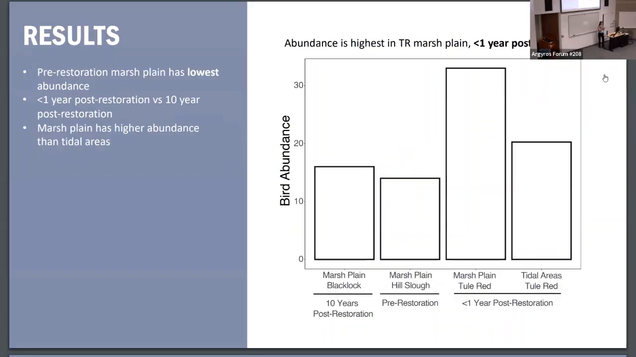And then for my last graph, this shows bird abundance in relationship to pre versus post restoration sites within the space. And abundance is actually highest in the tule red marsh plain, about less than a year post restoration. A couple of the different things that I noticed on this graph is that pre-restoration marsh plain has the lowest abundance, and there's a massive difference between 1 year post-restoration and 10 years post-restoration, which brings up an interesting question that I'll bring up in my broader implications. And then also the marsh plain has higher abundance than in tidal areas.